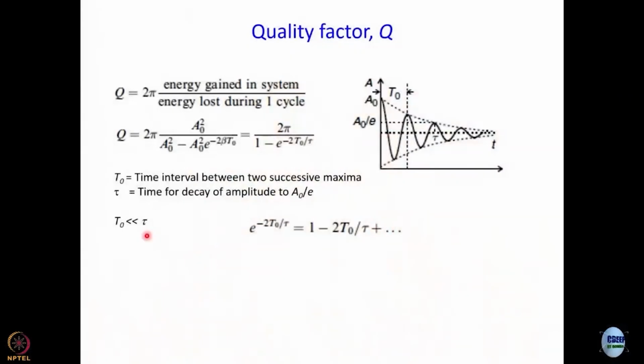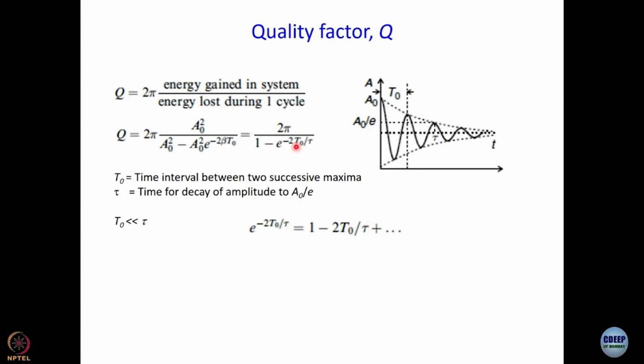1 is correct? Yes. So, I can write something like this. Of course, there are higher terms, but as it always happens, we are saying that this itself is very small, so higher terms will be even smaller. So, we neglect them. We can just put e to the power minus 2 T0 by tau equal to 1 minus 2 T0 by tau. And if I take this expression and plug it into the expression of q, what will I get?